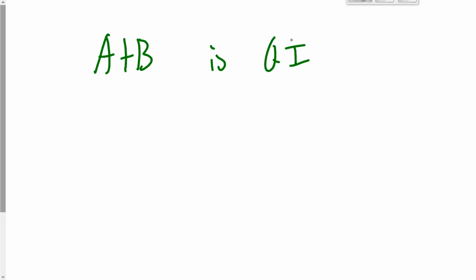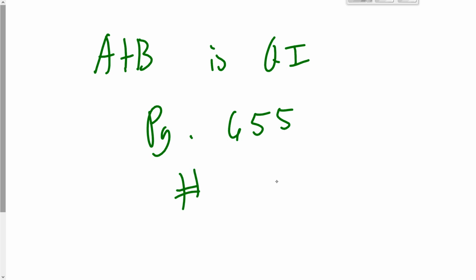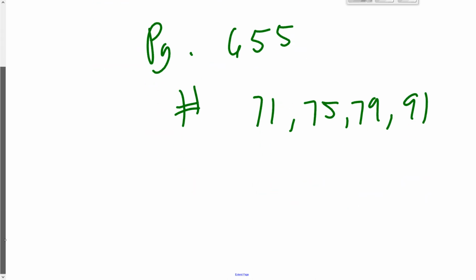Okay. So here on page 655, maybe 656, go ahead and do numbers 71, 75, 79, and 91. And those are just the applications of the sum and difference formulas. In the next video, we will do verifying using the sum and difference formulas.